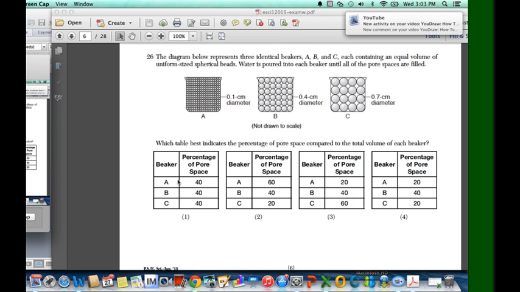Based on that information, you can see that for beaker A, B, and C, the percentage of pore space are all 40. So we can definitely consider this as our answer. The other ones have different percentages of pore space. It's kind of obvious that we cannot measure them directly to figure out what exactly is in there, but we know for sure that the pore spaces are going to be the same for all three beakers. So we can definitely eliminate number 2, we can definitely eliminate number 3 because the pore spaces are different, and number 4. So our answer is 1.